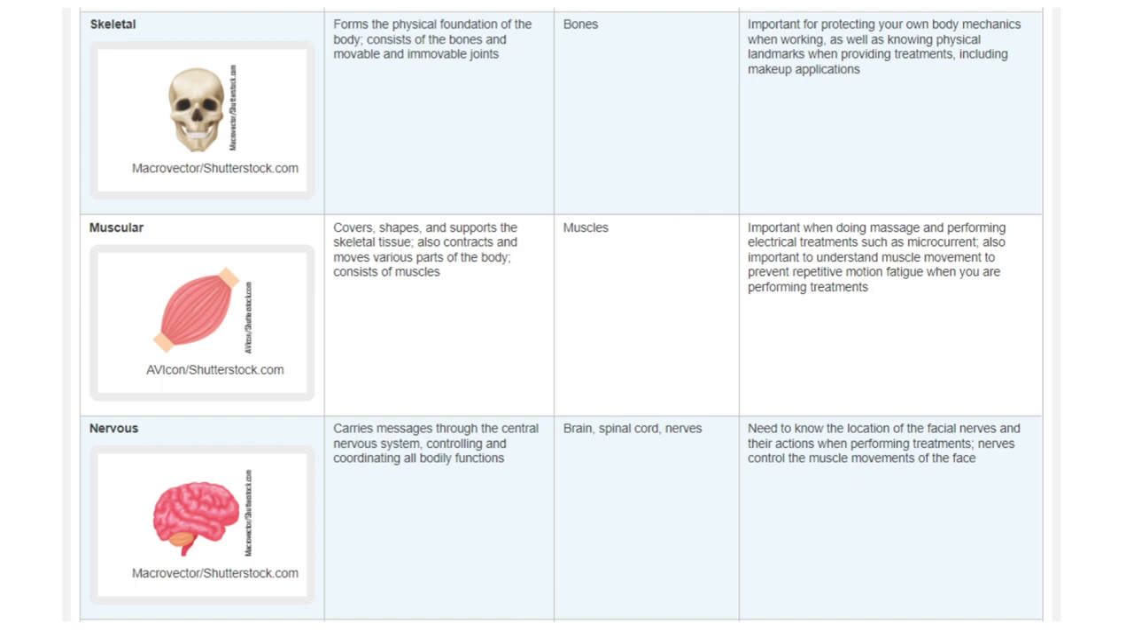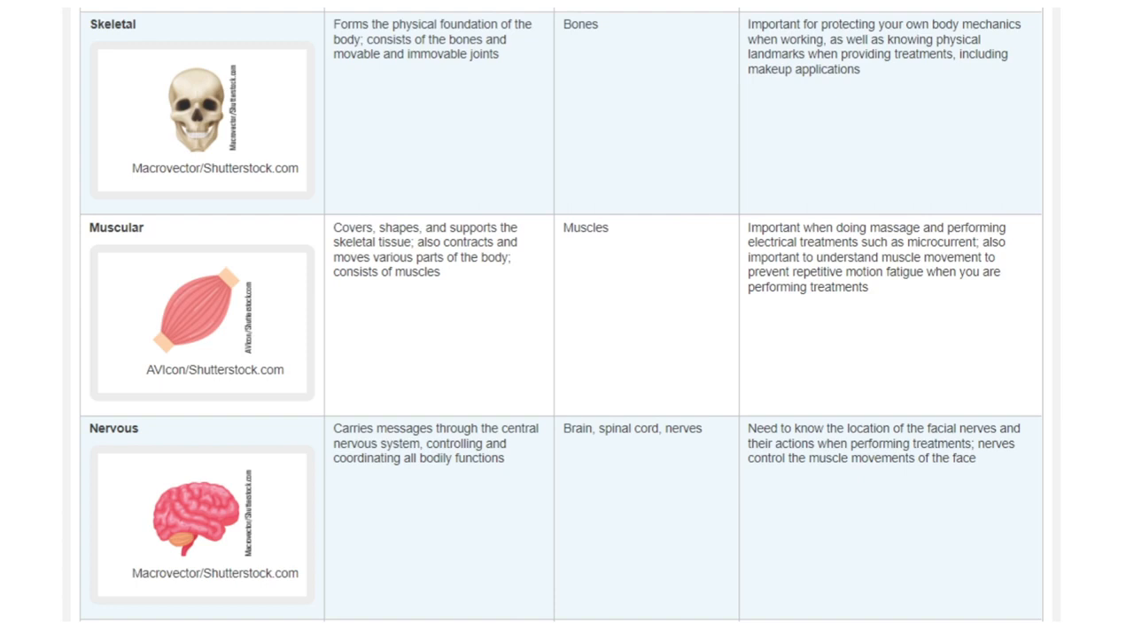Muscular system. Functions: covers, shapes, and supports the skeletal tissue, also contracts and moves various parts of the body, consists of muscles. Organs: muscles. Why know this? Important when doing massage and performing electrical treatments such as microcurrent. Also important to understand muscle movement to prevent repetitive motion fatigue when you are performing treatments.